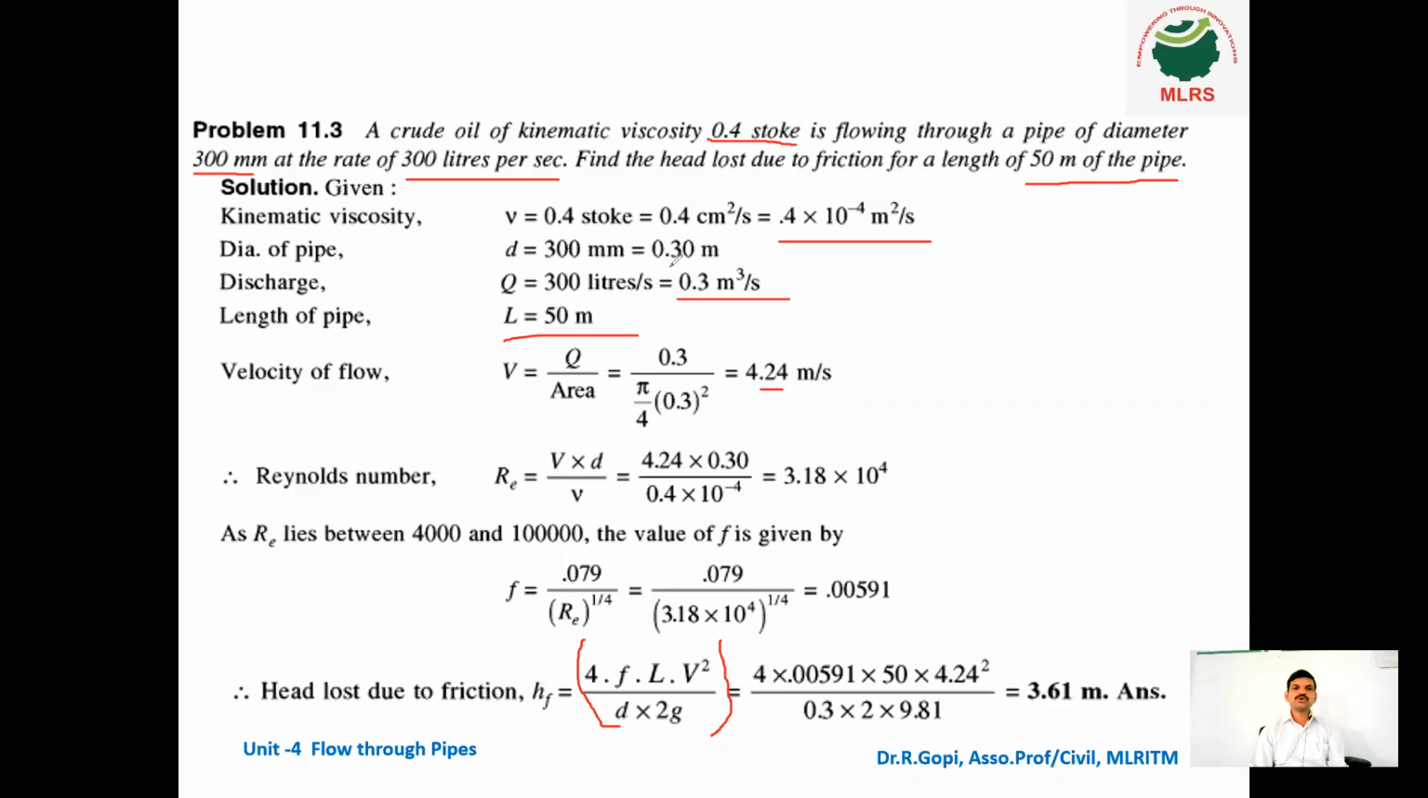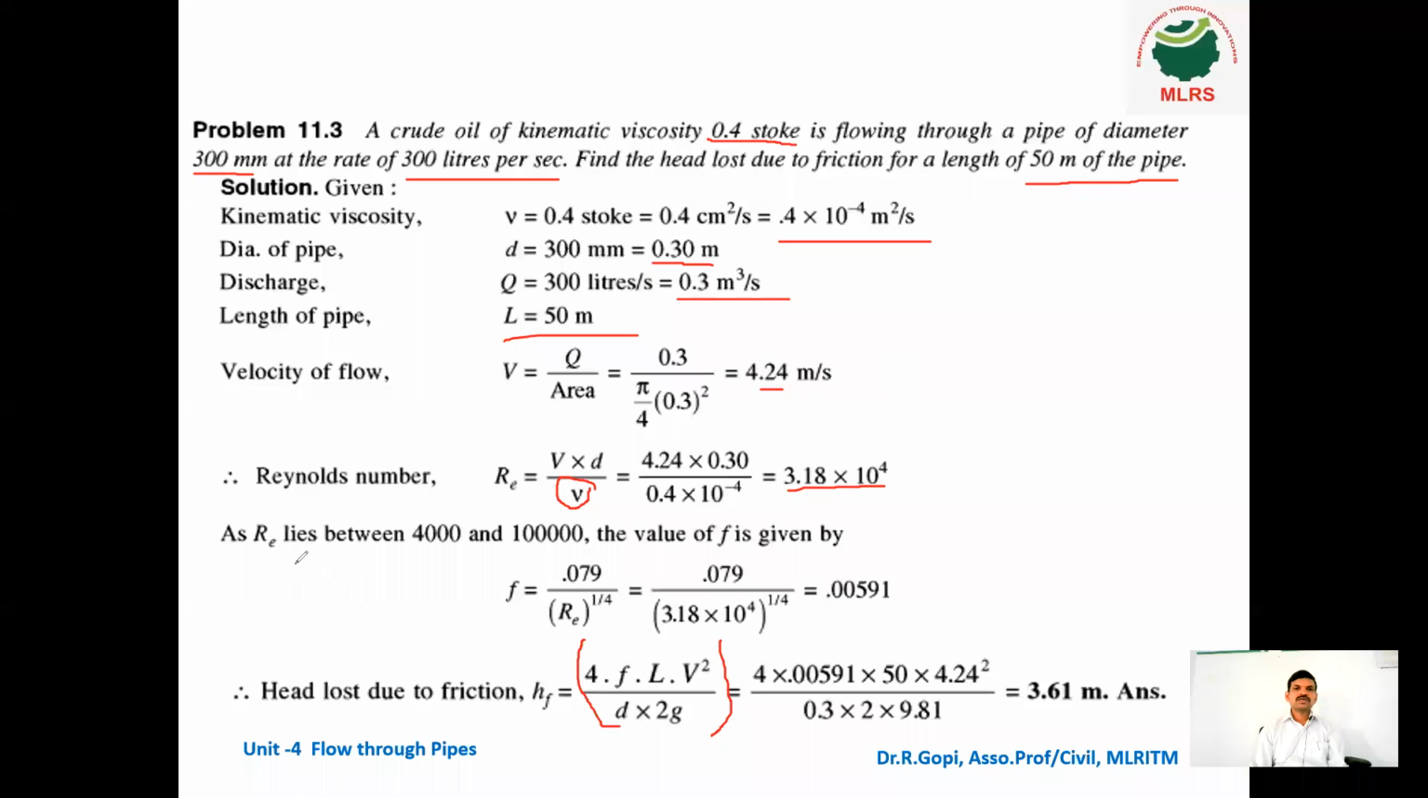And the diameter of the pipe, what is the diameter of the pipe? 300 mm. We converted it into meter, so always you must convert it into meter only. So diameter 0.3 and nu is given, it is 0.4 into 10 power minus 4 meter square per second. We got an answer 3.18 into 10 power 4. Observe this 10 power 4, so it is greater than 4,000. The Reynolds number is greater than 4,000.